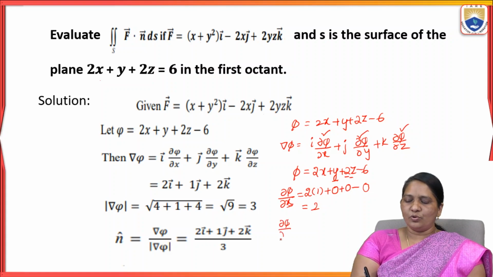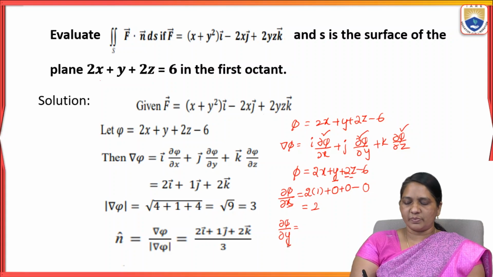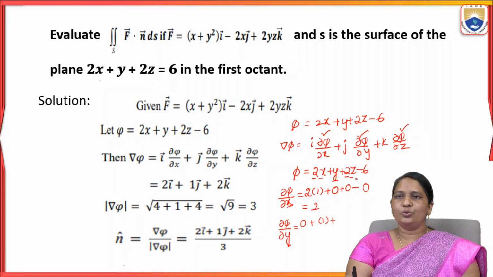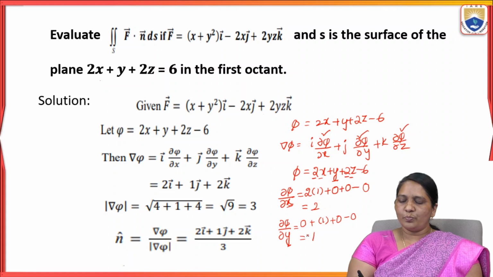Next, dou pi by dou y, the partial differentiation of pi with respect to y. When I am doing with respect to y, x and z are both constants. So 2x is constant and its derivative is 0. Plus the derivative of y is 1. Plus 2z is constant, so the derivative is 0. Here 6 is also constant, so its derivative is 0. So finally dou pi by dou y value is 1.